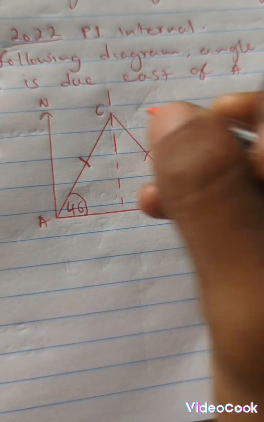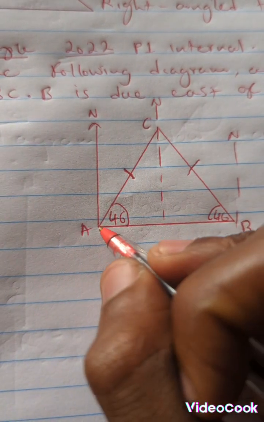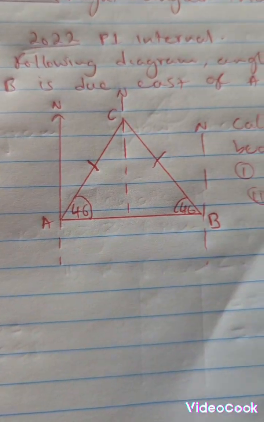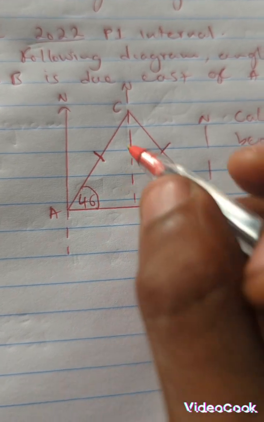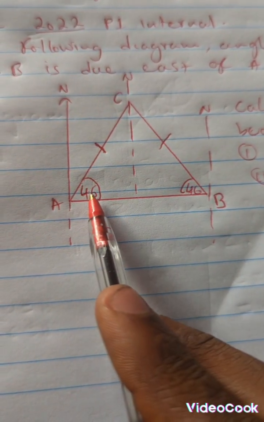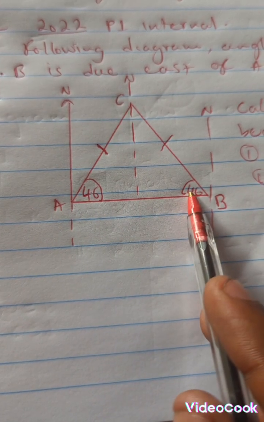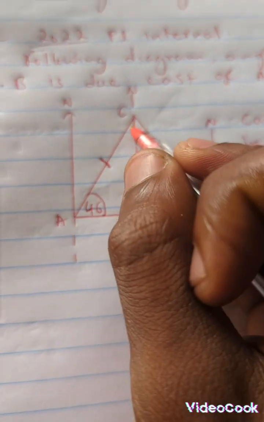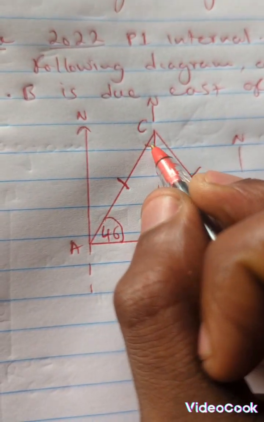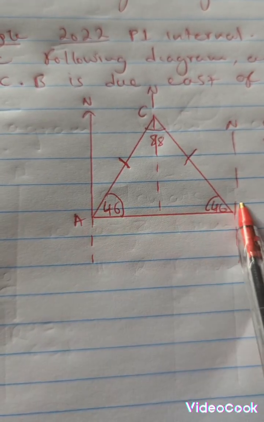So it will be north, north. Then you extend where you're given. So the diagram will look like this. Now we all know that if this is an isosceles triangle and these two are 46 and 46, and we have said a triangle adds up to 180, meaning what is this angle?